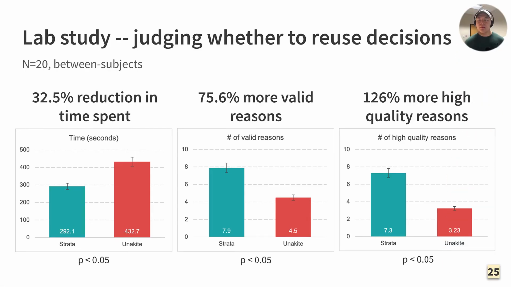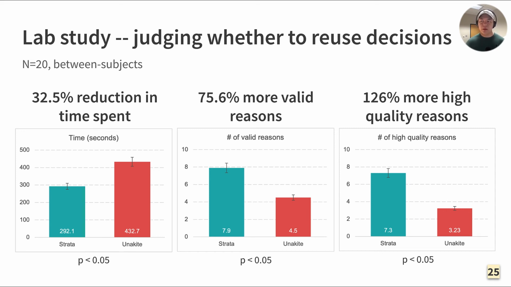So that was a high-level walkthrough of the system. There are more features and details described in the paper if you're interested. For evaluation, we conducted a lab study to understand how useful the framework is in terms of helping developers evaluate the appropriateness of reusing decisions and how effective Strata is in doing that compared to just reading original Unikite tables. Participants were asked to read comparison tables about different programming decisions and explain with specific reasons of why they would or would not reuse those decisions.